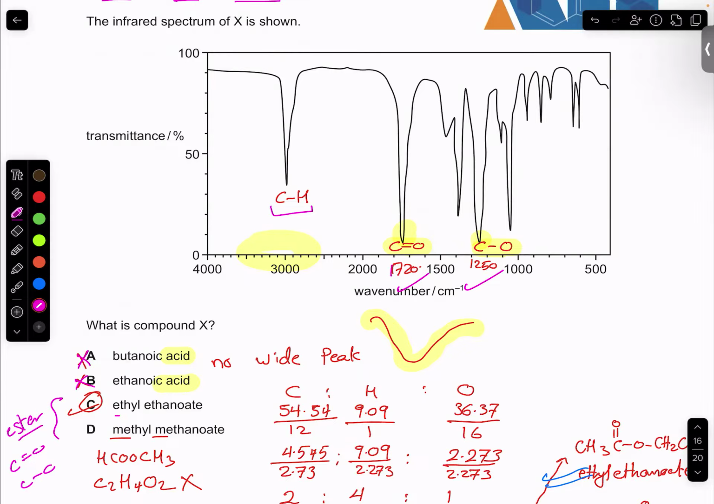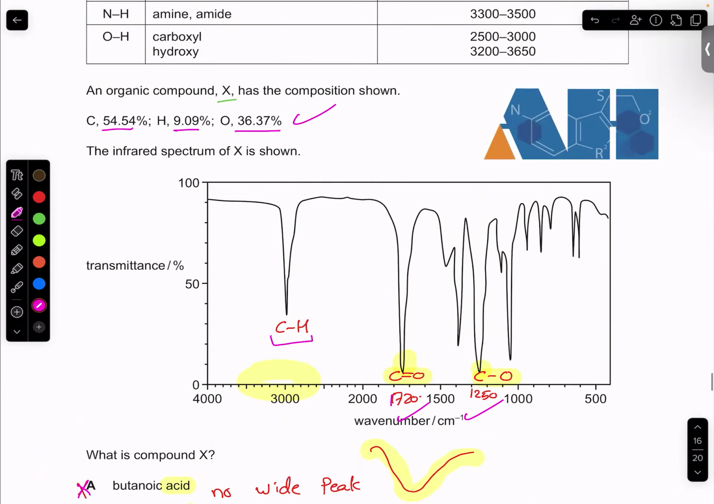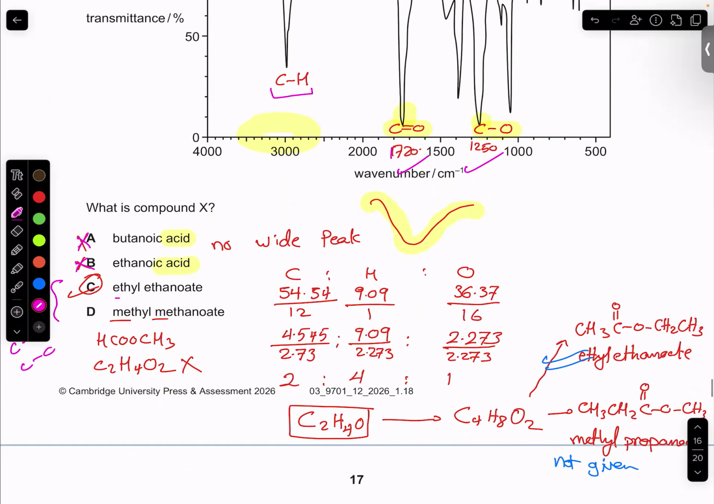To know which one is correct, we have to use these calculations to find the empirical formula of the compound. C, H, O: 54.54, 9.09, and 36.37. Divide by 12, divide by 1, divide by 16. You will find 4.545, 9.09, 2.273. Divide by the smallest number, which is 2.273. So it will be 2, 4, 2, 1. So the empirical formula will be C2H4O. And C2H4O is not an ester.